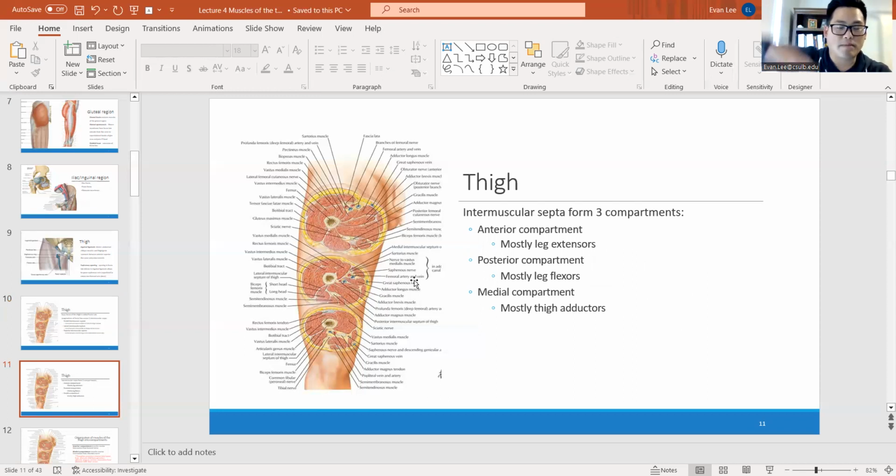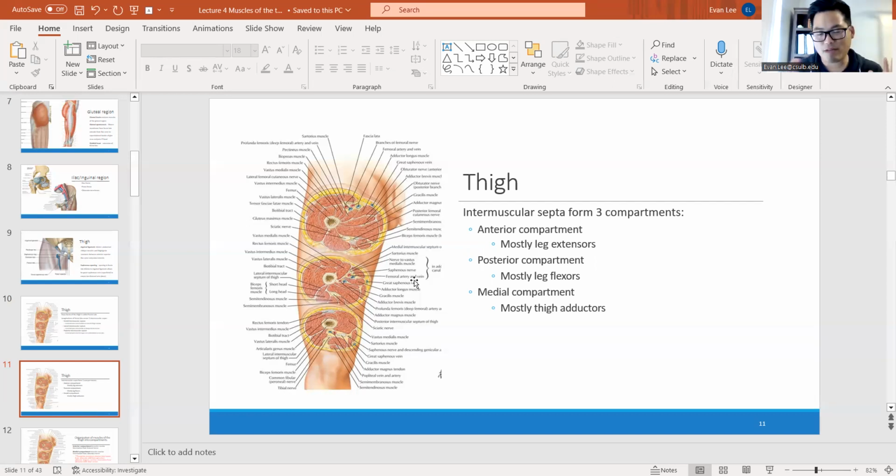And then the posterior compartment will flex the leg. And then the medial compartment, as we were talking about earlier, adducts the leg. Now, adduct makes sense, like we kind of talked about how the medial thigh muscles will be able to pull the thighs inward to adduct the thigh. Now, when we say the word flexor or extensor though, like we've been kind of practicing this with the upper extremity, but unfortunately, it's the opposite for the leg, the foot, and the toes.